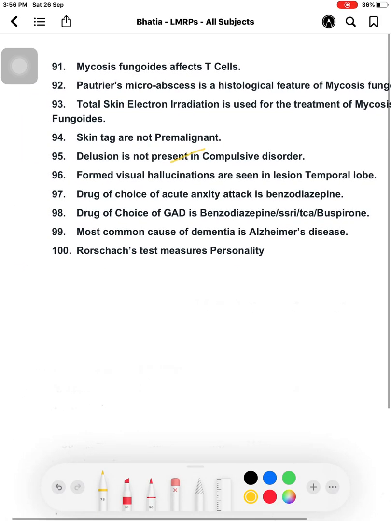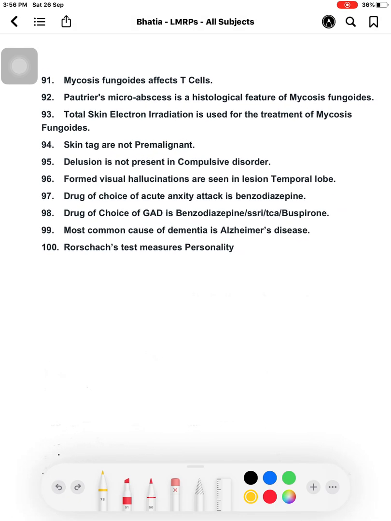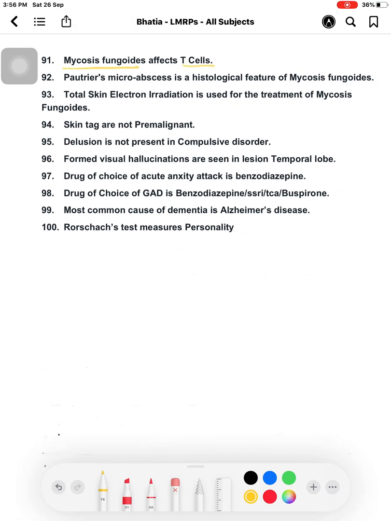Coming to mycosis fungoides, it mostly affects T cells. This is an important MCQ. Pautrier microabscess is a histological feature of mycosis fungoides. Total skin electron irradiation is used for treatment of mycosis fungoides. Skin tags are not pre-malignant.